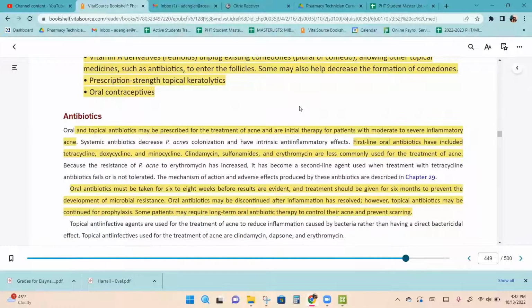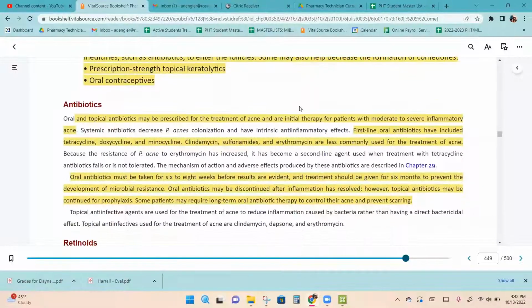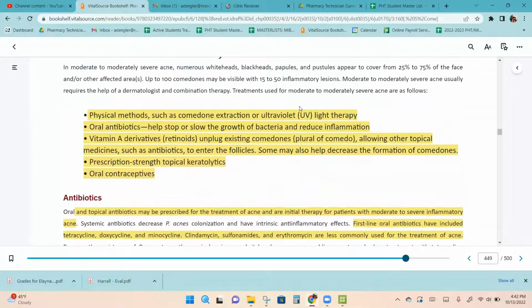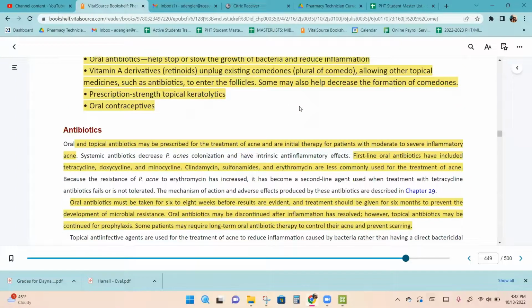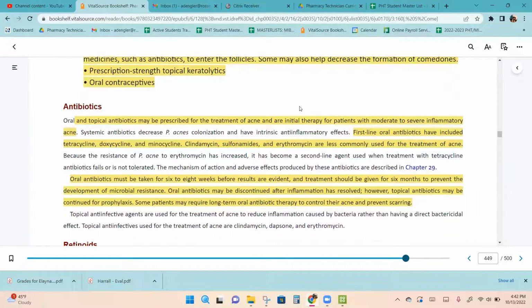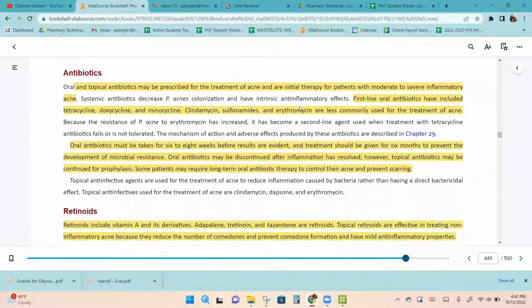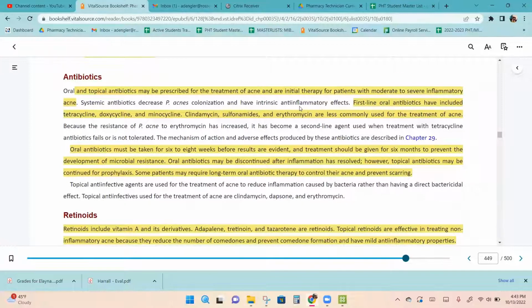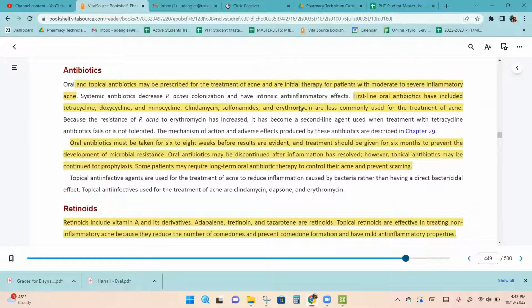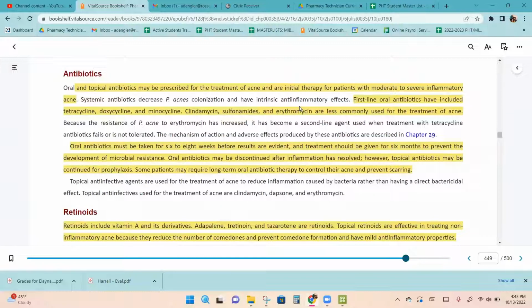Some can also help decrease the formation of comedones. Prescription strength topical keratolytics and oral contraceptives are known to help treat acne in women, especially of young menstrual age. It's very common for someone to have rough or heavy periods at 12 or 13 and be taking birth control. So again, when you're at the pharmacy, you should never judge anyone, obviously openly, but also yourself in your own head. You shouldn't judge anyone that's on that, because like I said, it could be a 12-year-old that just has really bad periods.